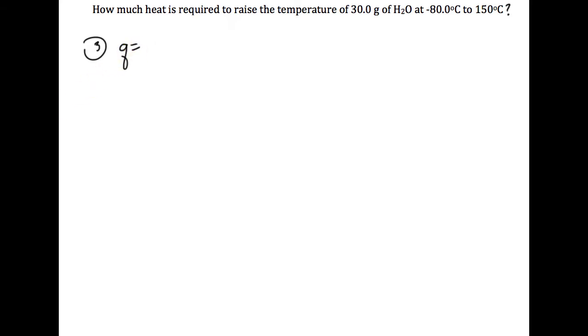All right, so back to calculating: mass, specific heat, change in temperature. My mass is going to stay the same, 30 grams of water. And what I'm going to have is a specific heat. Now that I'm dealing with the water in the liquid phase, I'm going to use 4.18 joules per gram degrees Celsius. Don't forget those units.